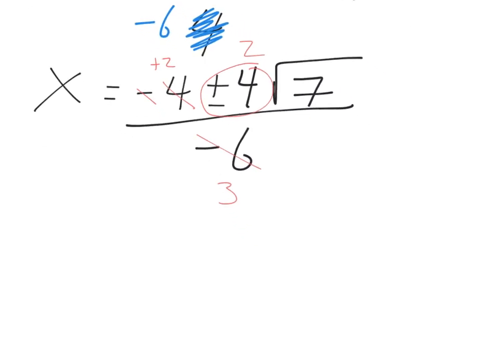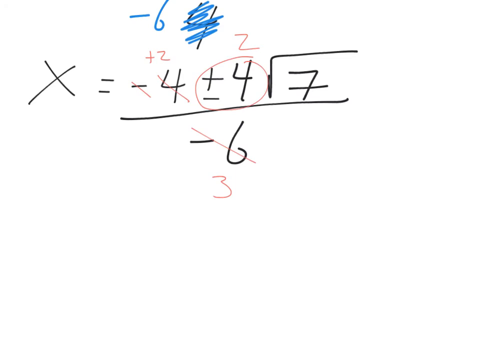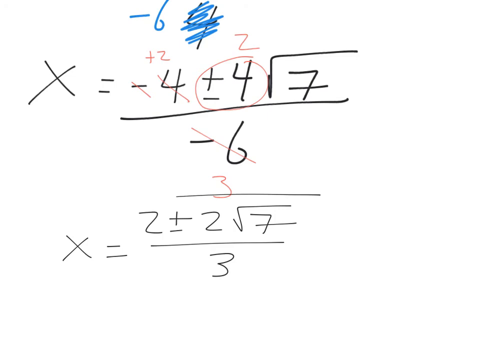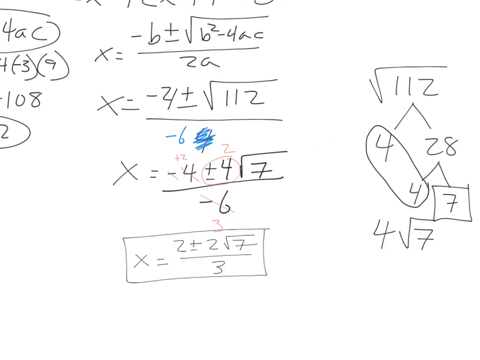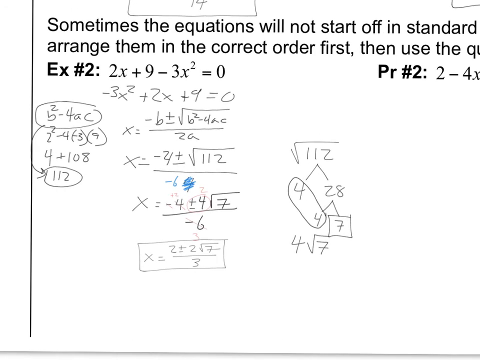So let's rewrite that, because remember I took a negative 2 out of everything. That's going to give me 2. And I could write this now. I could switch the sign and make it minus plus, but it doesn't really matter. It's still just plus or minus 2 rad 7 all over 3. So now we have our solution. Boom. Okay, so that was a lot of little work there, but we got our answer.